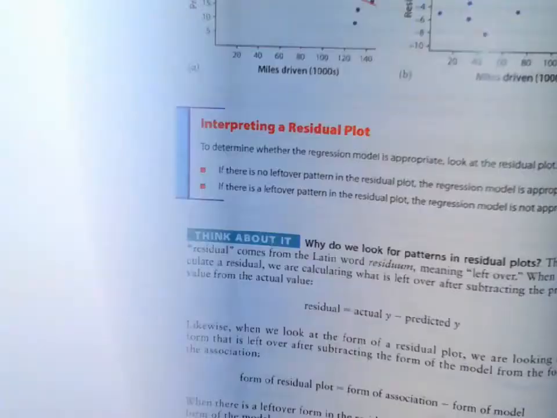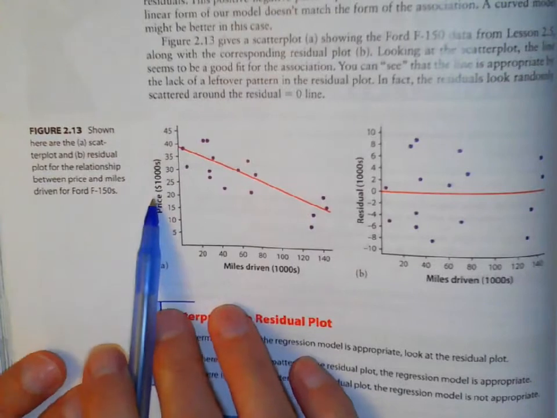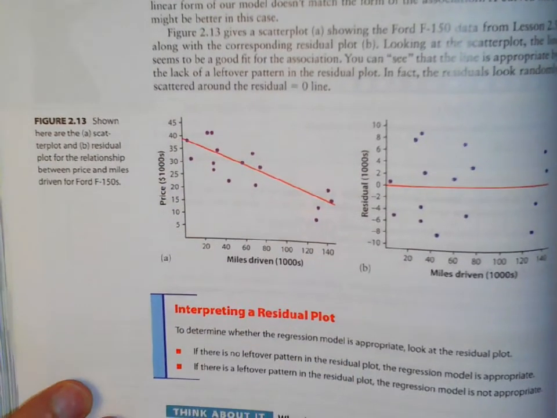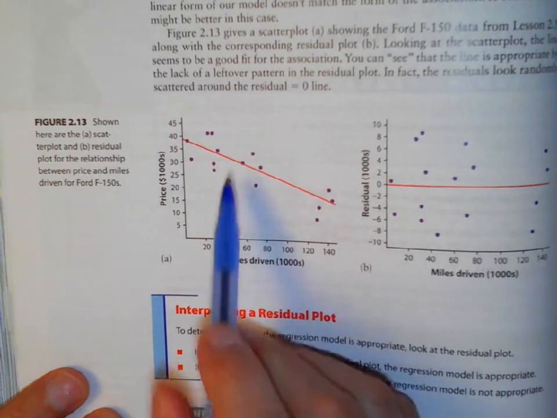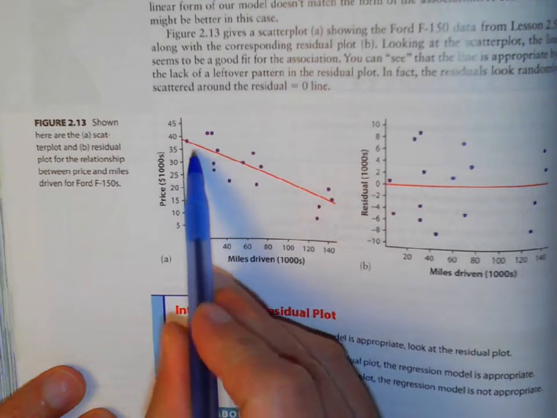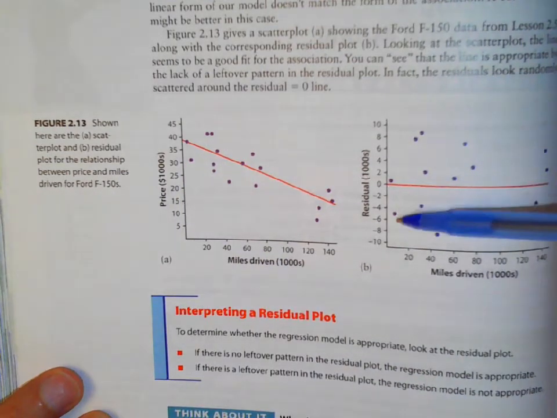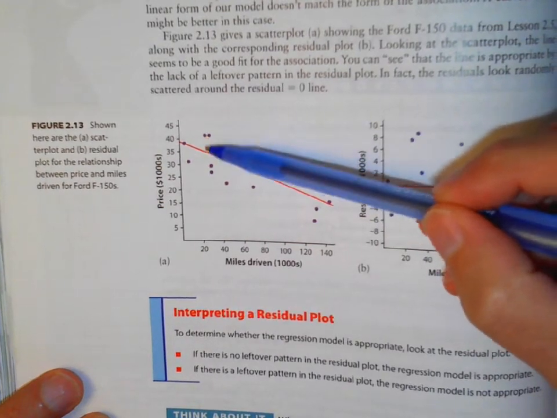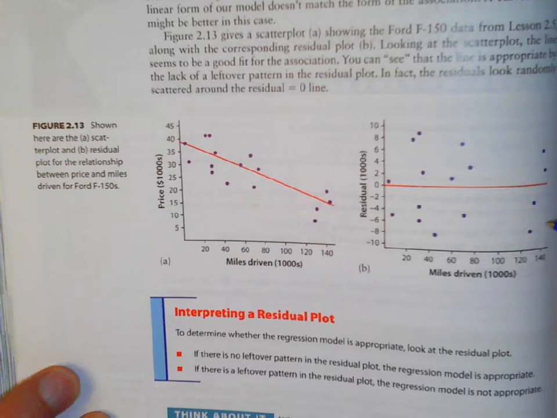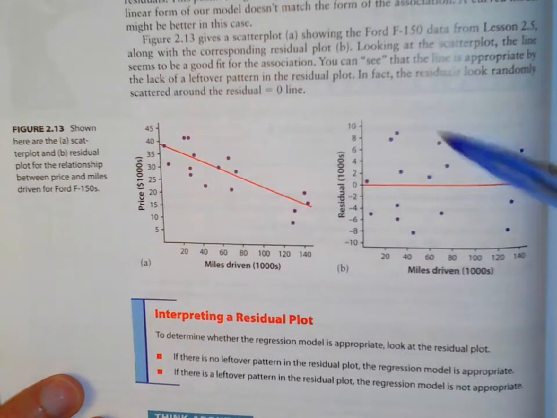So here's another one. This was the price of the Ford F-150, miles driven, and the price. Okay. So here, if you see this, there's our line. This residual is a negative. You can see right here that residual is a negative. You can see all these different points here and all the different points here. Basically, if it's below the line, it's a negative residual. Above the line makes it a positive residual.